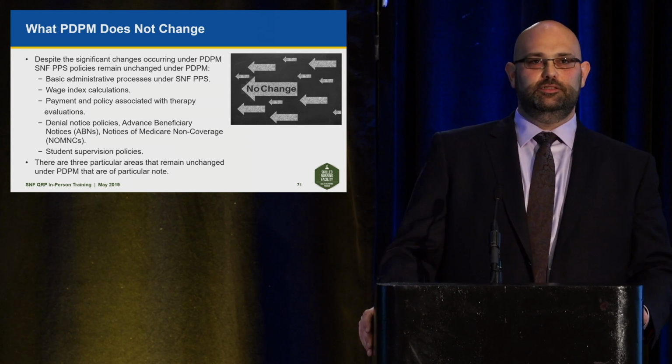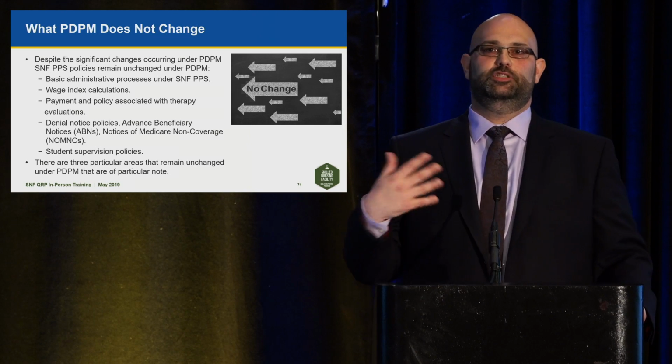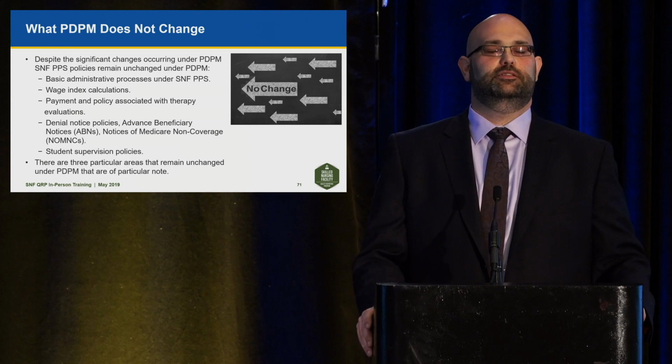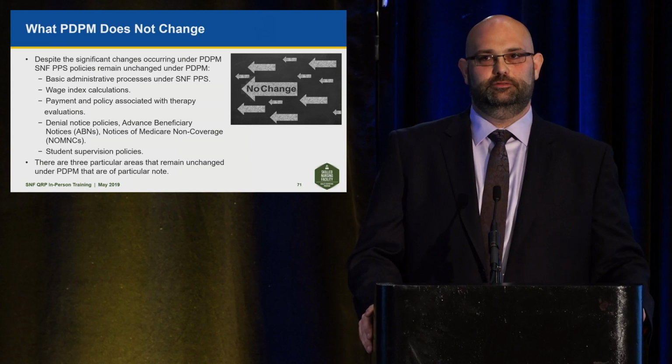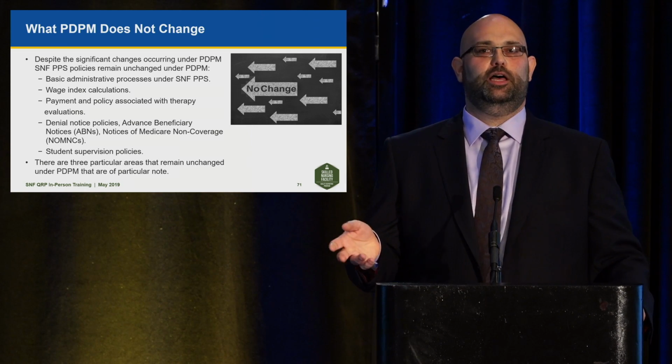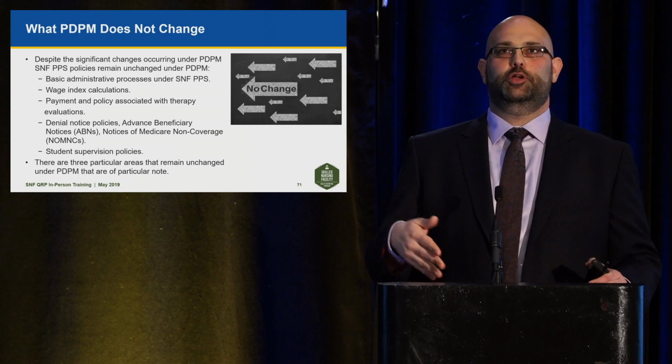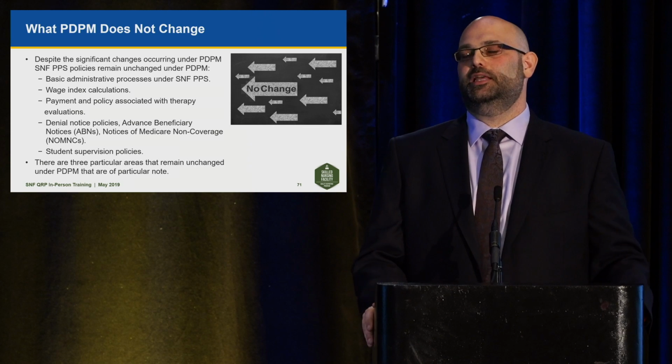Basic administrative processes, in terms of you submit an assessment, you submit a claim that has that HIPPS code, that claim gets paid, all of the basic administrative processes. Wage index calculations, in terms of how the wage index gets applied to a per diem rate. It's about 70% of the rate that gets broken off, gets wage adjusted, and then added back to the non-labor component.